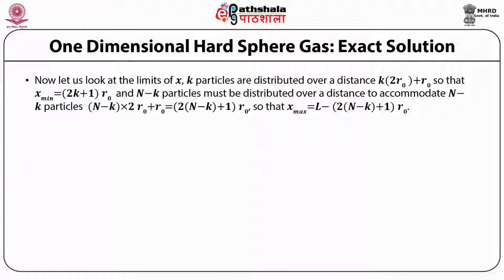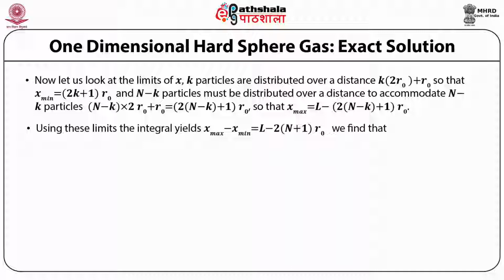Now let us look at the limits of x. K particles are distributed over a distance k times 2 r naught plus r naught, so that x minimum is equal to 2k plus 1 r naught, and n minus k particles must be distributed over a distance to accommodate n minus k particles, that is n minus k into 2 r naught plus r naught, which is equal to 2 times n minus k plus 1 multiplied by r naught, so that x maximum is equal to l minus 2 times n minus k plus 1 multiplied by r naught.